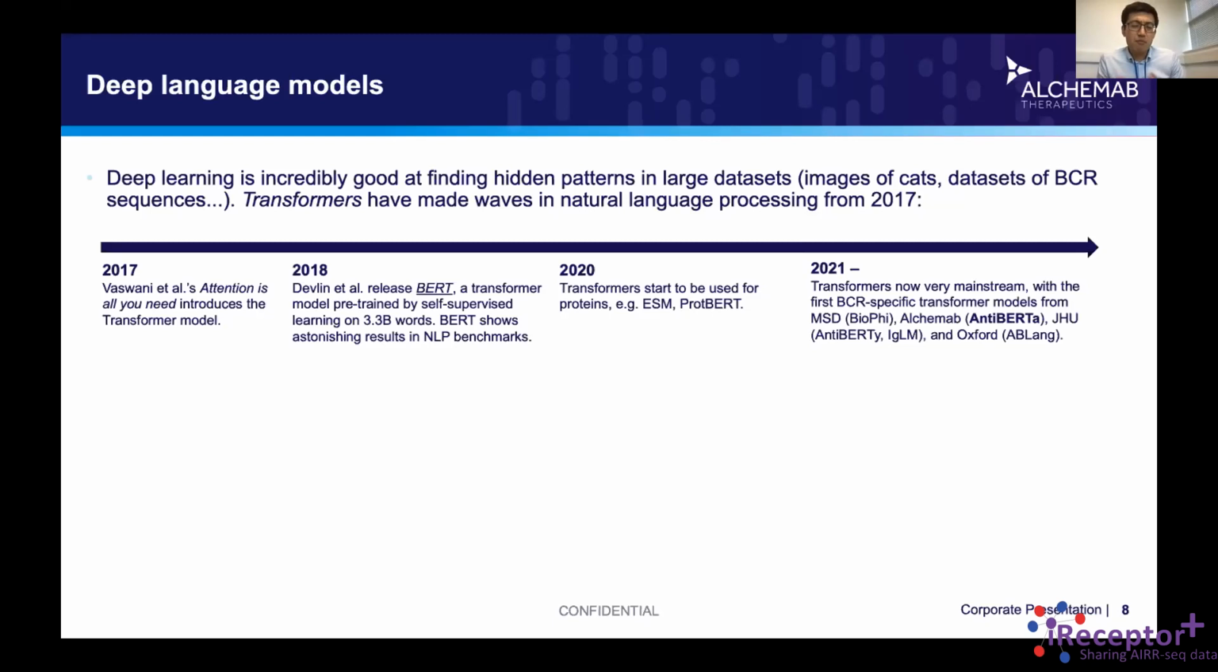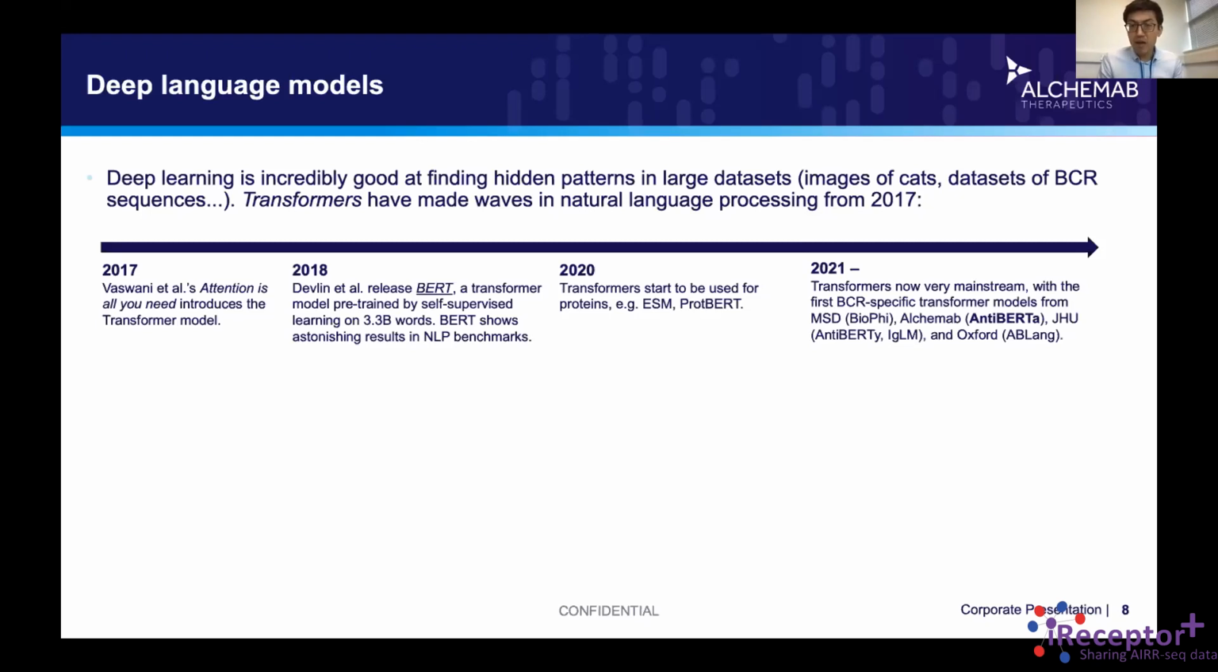So then come about 2020, people start to go, hey, this transformer thing's really cool. Why don't we apply it to proteins? So this is when you start to see the emergence of protein-specific transformer models like ESM and ProBERT. And in 2021, in particular, we now see transformers being incredibly mainstream, and they're now used for BCRs.